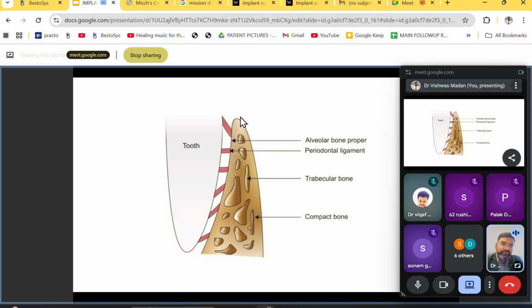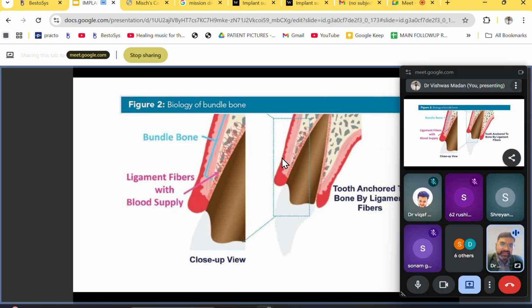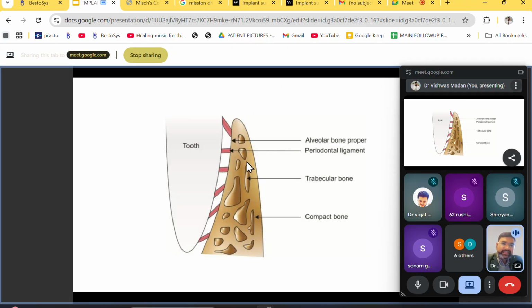Okay, so if we cut off this blood supply, and if we cut off this blood supply, what will happen to this bone? Can anybody answer? Yeah, it will resorb. Okay, it will resorb. And that's exactly what happens when you remove the tooth. When you remove a tooth, what happens? This blood supply is severed off, and on top of it, if you have raised a flap, this blood supply is gone. So 100% this buccal bone, this plate, this bundle bone is going to resorb.